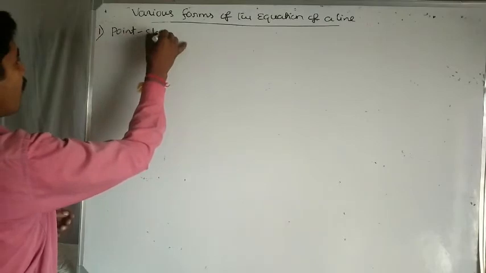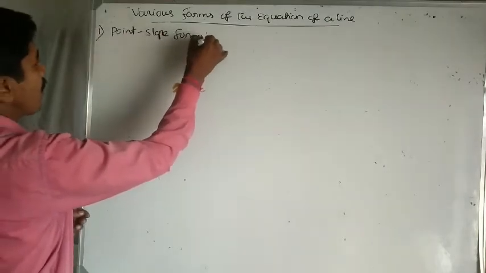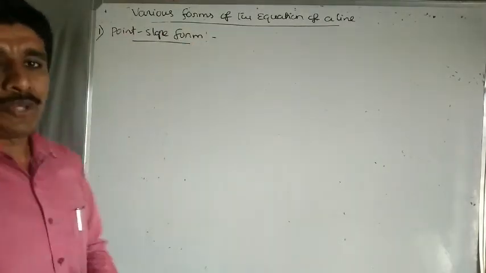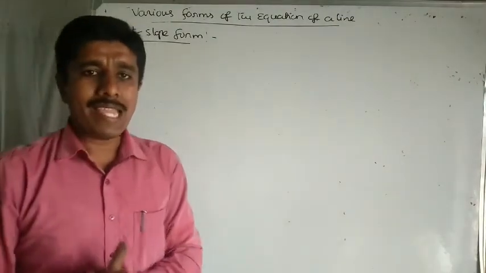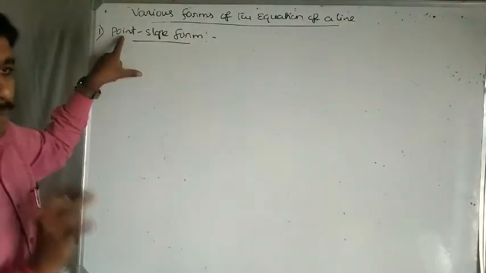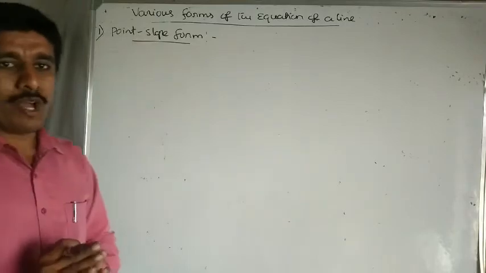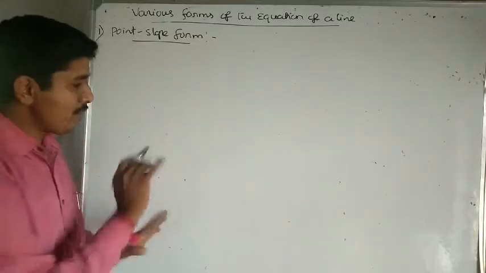Point slope form. So here I am going to derive the equation of a line in point slope form. Slope is denoted by small m. Point means a fixed point.